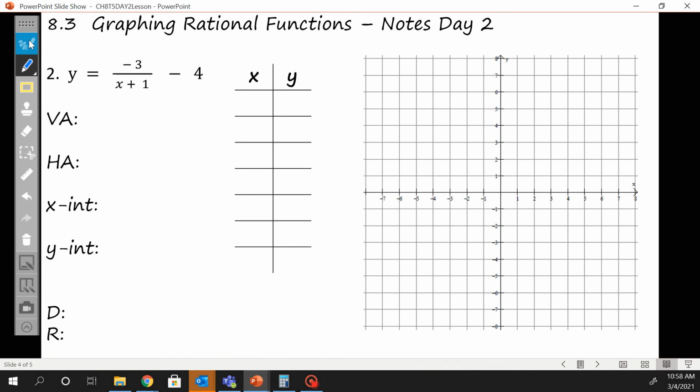All right, let's look at this next one. So we have A is negative 3, H is negative 1, K is negative 4. Vertical asymptote is equal to H, so that's x equals negative 1. So negative 1, that is right here. K is the horizontal asymptote, y is equal to negative 4.